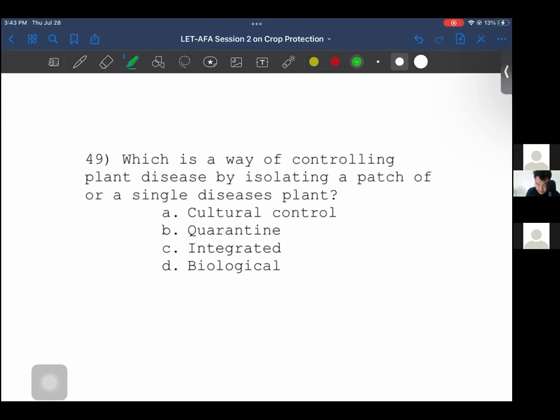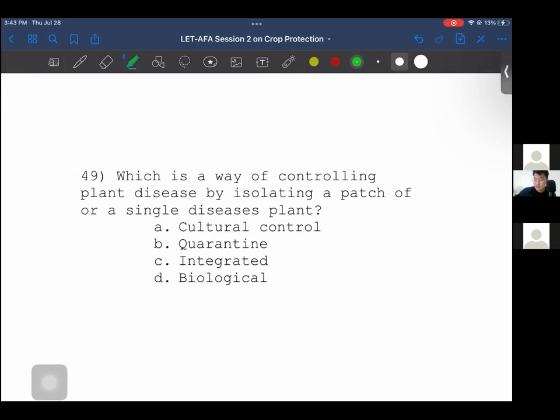Okay, so here, next. Number 49. Which is a way of controlling plant disease by isolating a patch or a single diseased plant? So here, the keyword dito ay isolating. And when we are isolating, we are doing quarantine. Hindi lang pala sa tao ginagawa to, even sa plants. More specifically, if you are transporting plants from one place to another, kailangan din nilang ma-acclimatize. Kapag sinabing acclimatize, ma-used to.